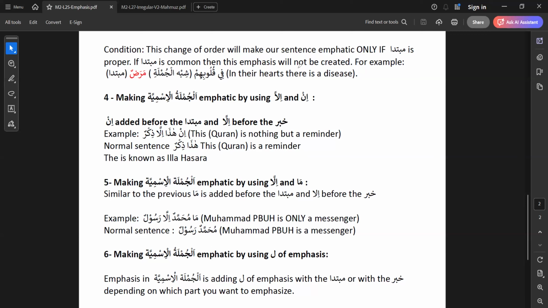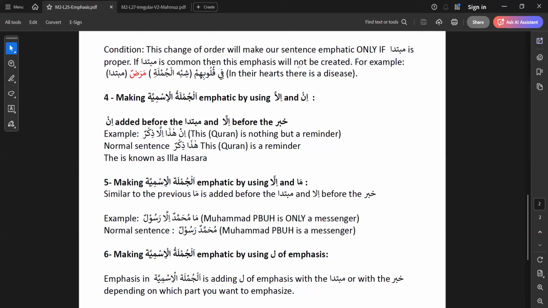You know, illa type 1, illa type 2. First one is called positive statements, action completed, and mustasna mansub. Number 2, negative statement, action not completed, still mustasna mansub. 1, 2, normal illa. Okay? And the third one is illa hasara. Here, there will not be any exclusion. Inna haza illa dhikrun. There is no exclusion here, so there is no mustasna here.